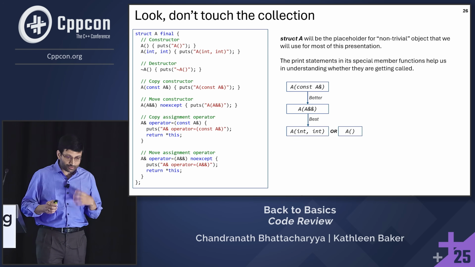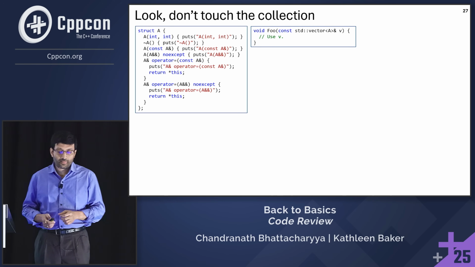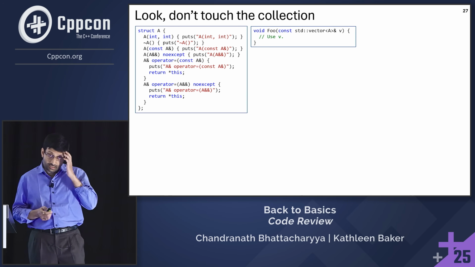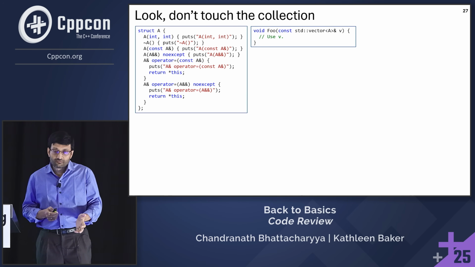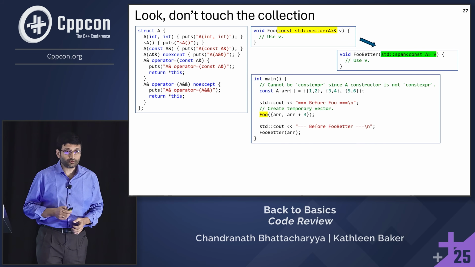With that said, let's move on to the actual example. We'll just compress our type, and let's look at this piece of code. The foo is taking a const std::vector as a reference, right? Okay, what if we convert this into a std::span? Now, what's the difference? Let's look at some code.